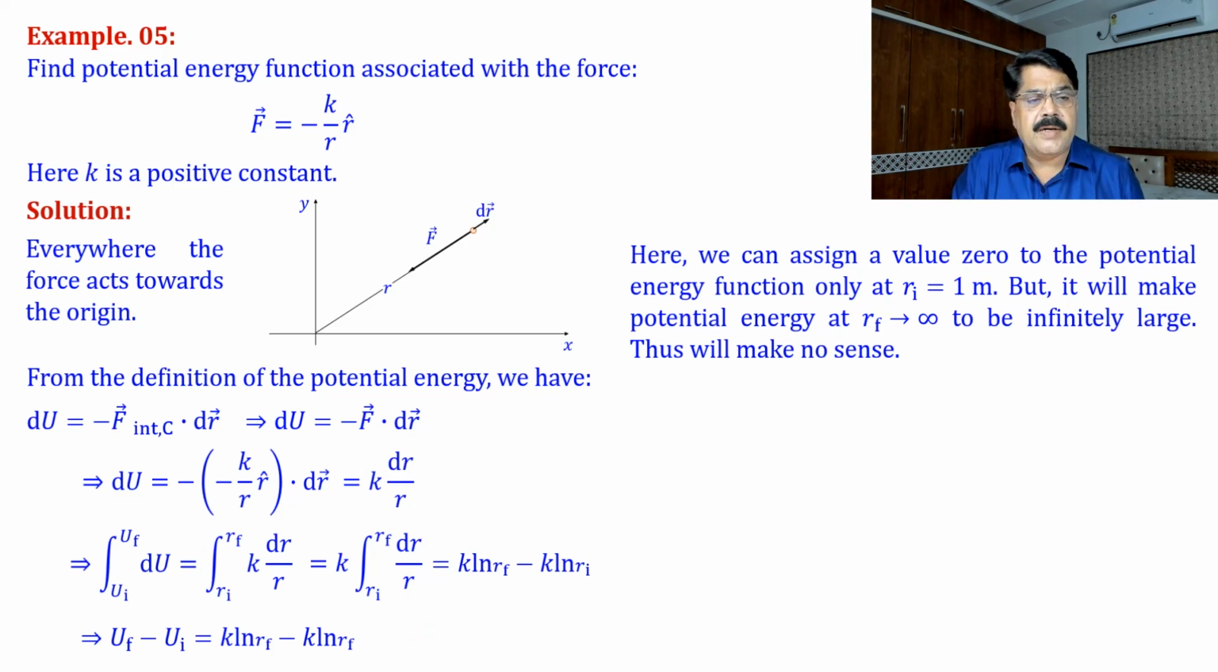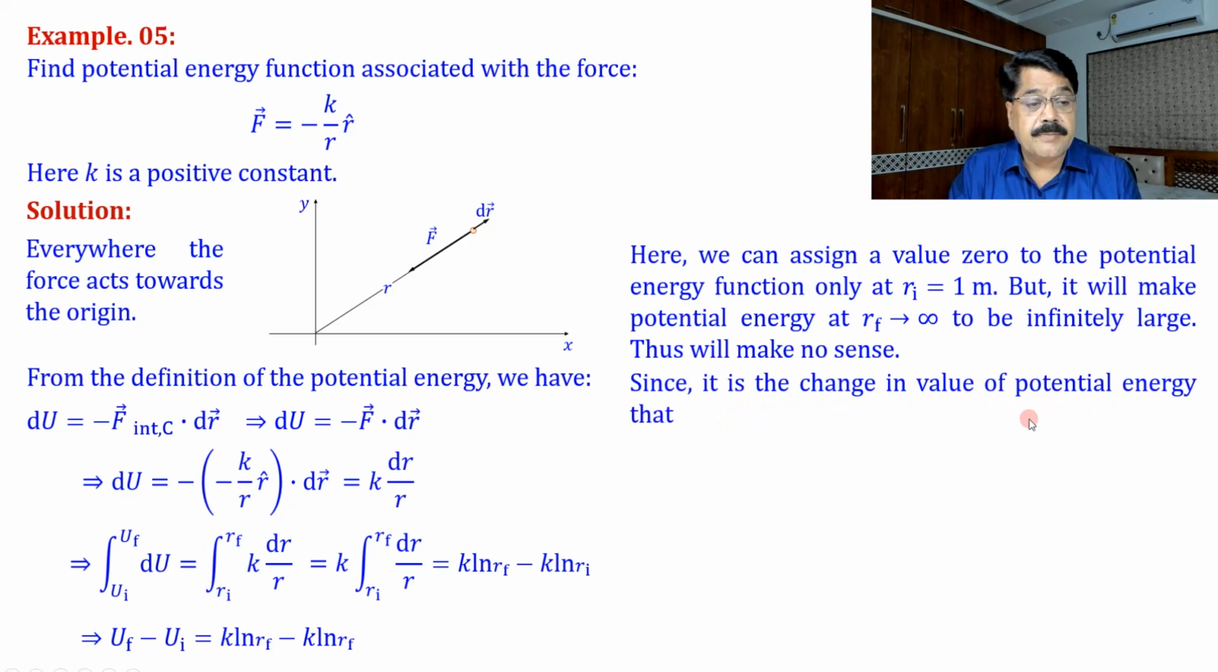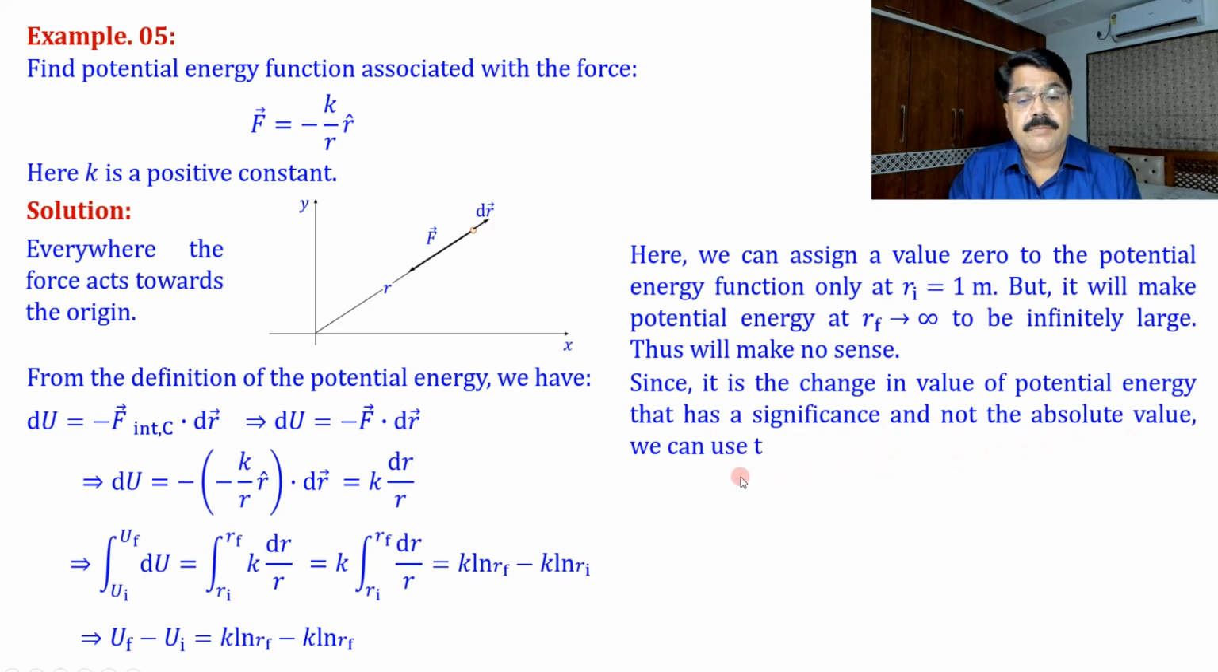So it is not necessary that in the potential energy function we are always in a position to assign a configuration zero value or a reference configuration. Whenever choosing a reference will not make the expression simpler, what is advised? To leave the expression as it is, because ultimately we are interested in the change in potential energy. Since it is the change in value of potential energy that has significance and not the absolute value, we can use the above relation as it is. So that is what is recommended.